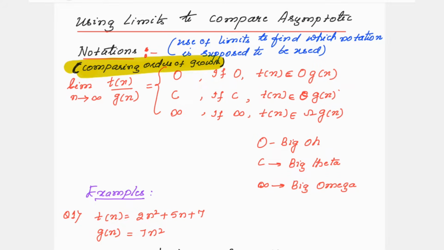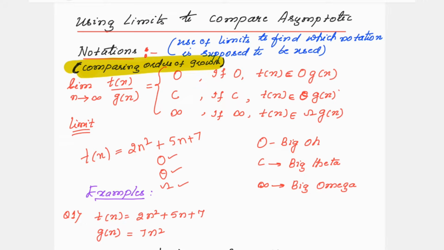In this session, I shall explain how to make use of the limits approach in order to compare the order of growth. Normally, when we have an expression like T of n equal to 2n square plus 5n plus 7, whether to use big O or theta or omega to represent the time complexity for this expression, we are not at all certain. For that reason only, we can make use of the limit approach here in order to decide whether to use big O or big theta or big omega.